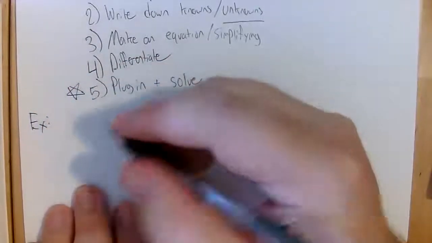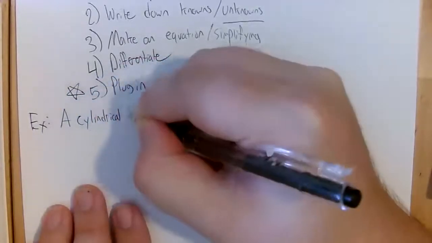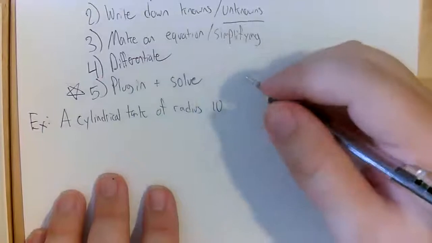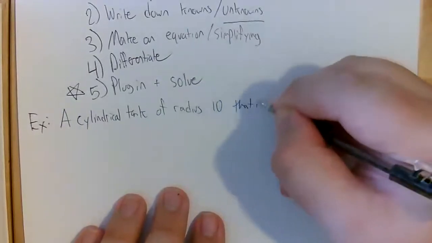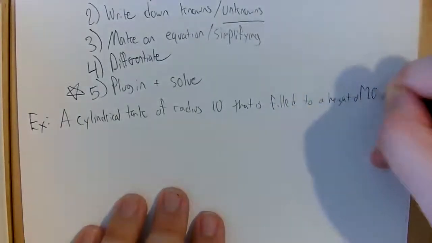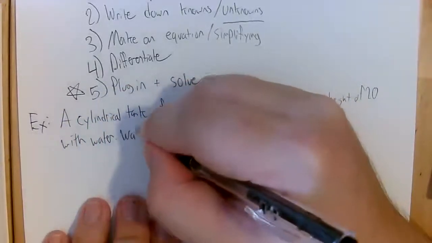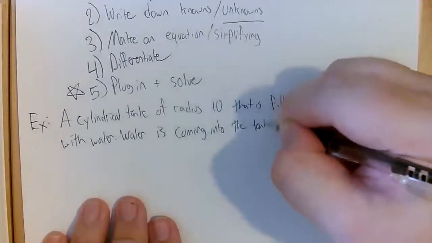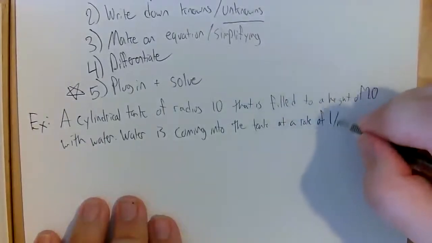So my first example here, suppose we have a cylindrical tank of radius 10 and that is filled to a height of 20 with water. Okay. Water is coming into the tank at a rate of 1 unit per minute.